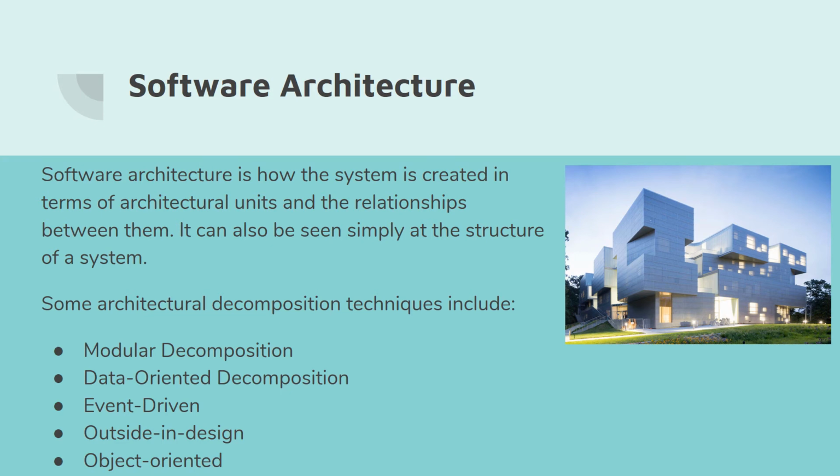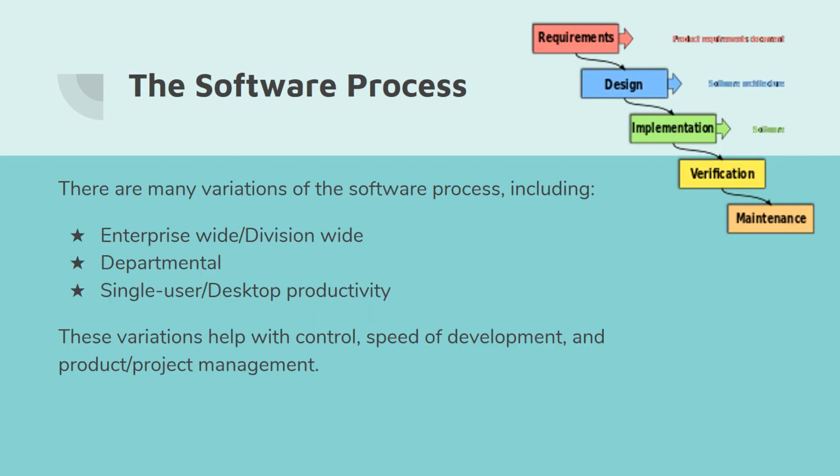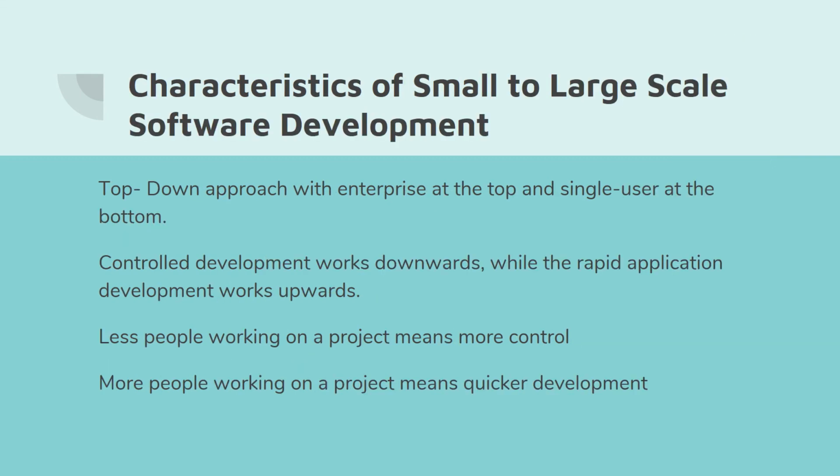Software architecture is how the system is created in terms of architectural units and the relationships between them. Some decomposition techniques include modular, data-oriented, event-driven, outside-in design, and object-oriented. There are many variations of the software process, including enterprise-wide, division-wide, departmental, or single-user productivity. These variations help with control, speed of development, and project management.